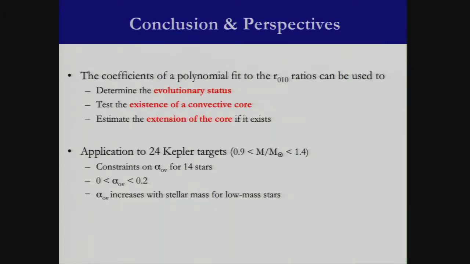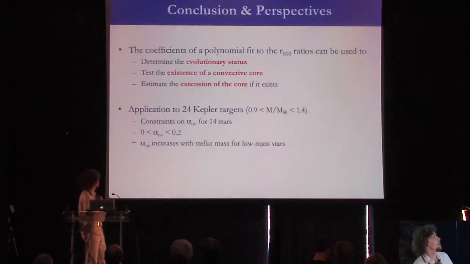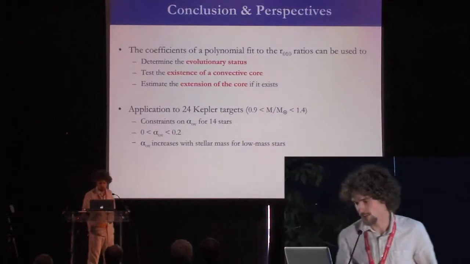So this is a short summary. We've shown that this diagnostic works for stars that are evolved enough but not too evolved. We can get evolutionary status. We can measure the convective core if it exists, and we applied it to 24 targets.